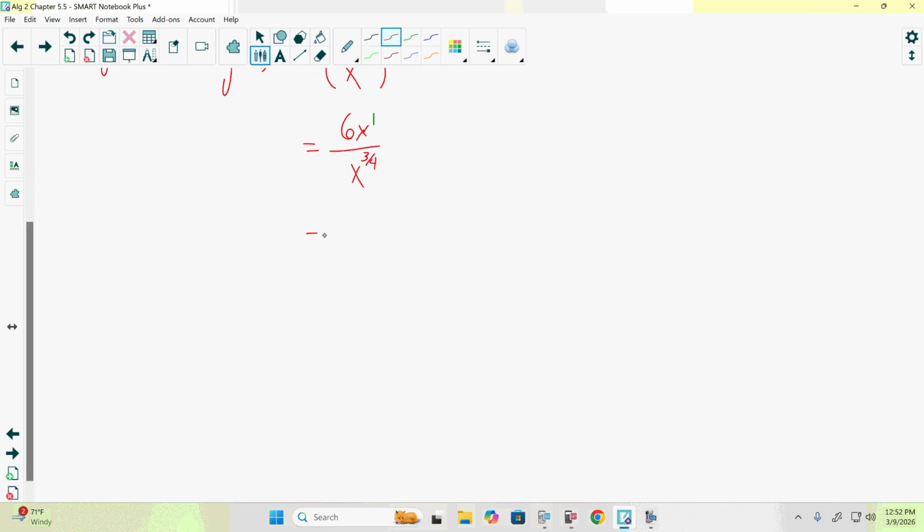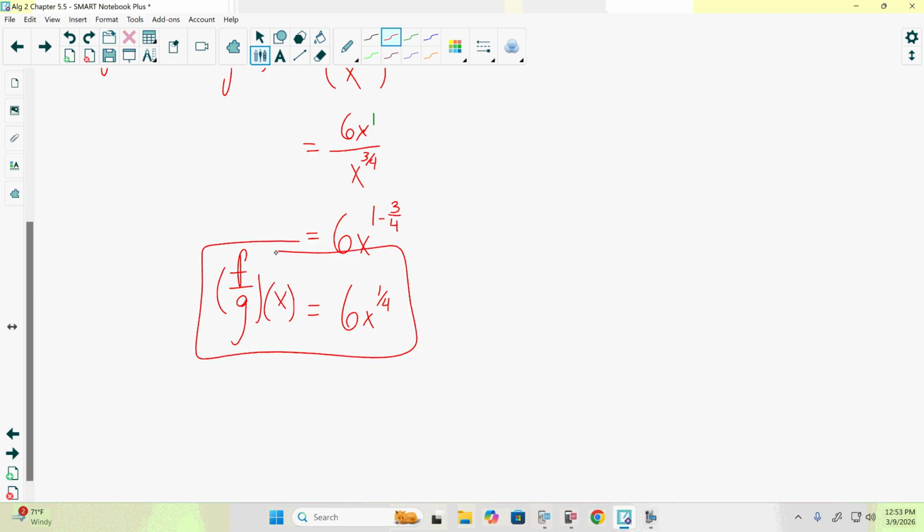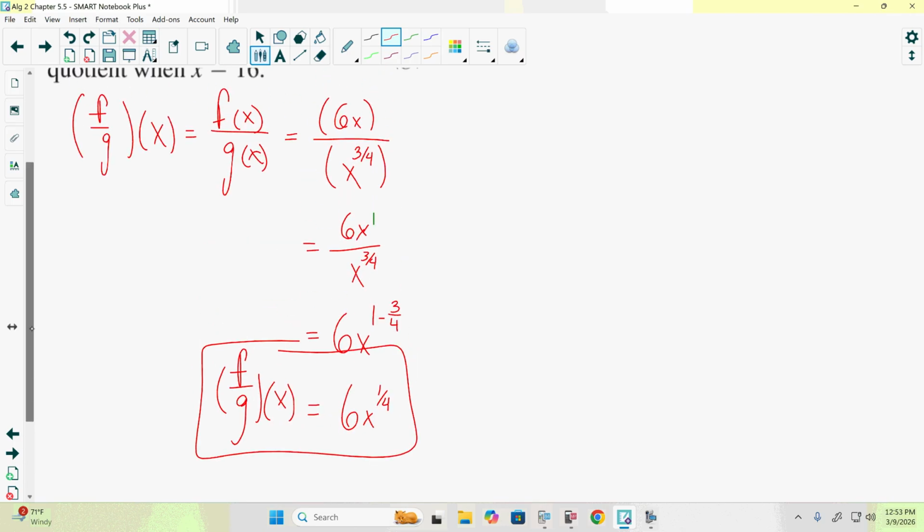Questions on this so far? Now this here is going to be kind of nice to simplify. Whenever we divide like bases, we subtract the exponents. Even though one of them's fractional, we still subtract the exponents. So really what we have is x to the 1 minus 3/4, and 1 minus 3/4 is 1/4. Unlike the others, this is not a bad simplifying process, because we're just subtracting the exponents, getting 1/4. So f divided by g of x is 6 times x to the 1/4.